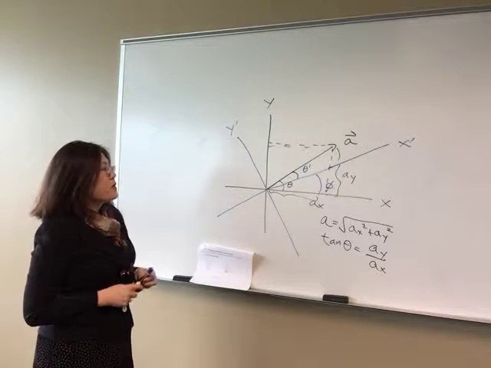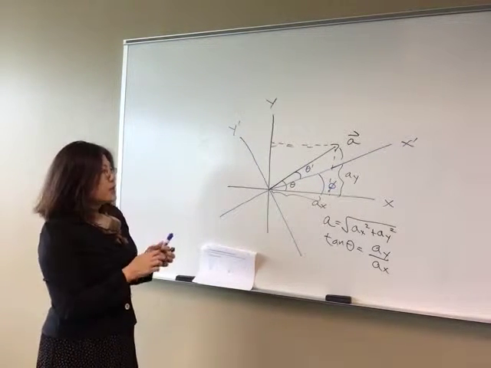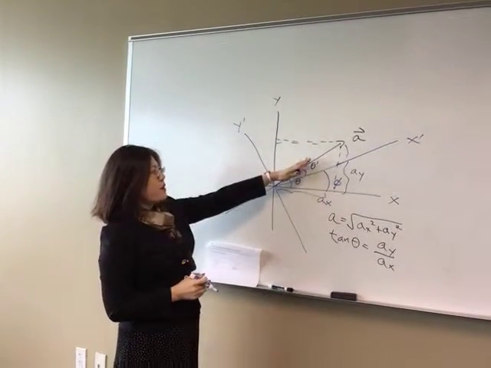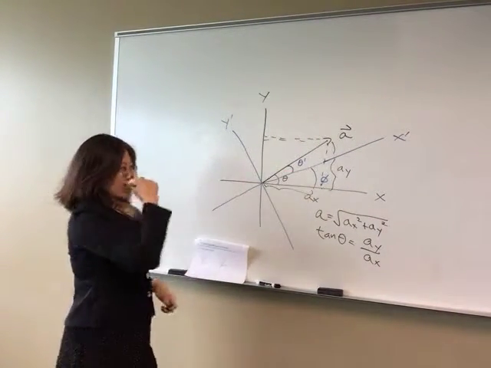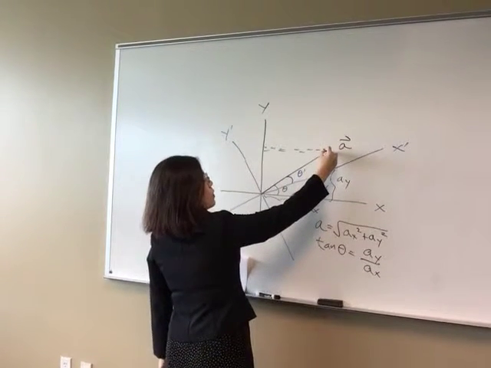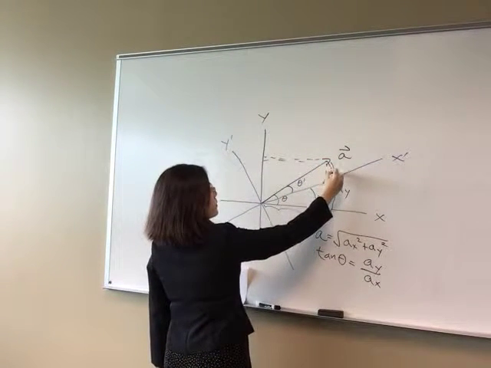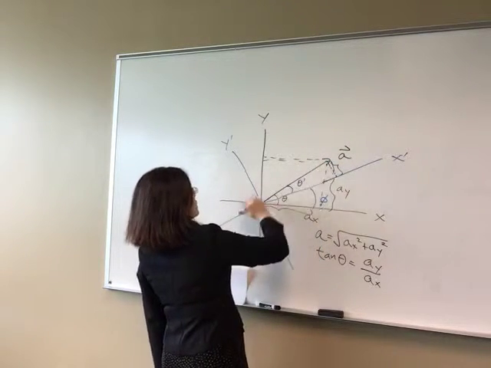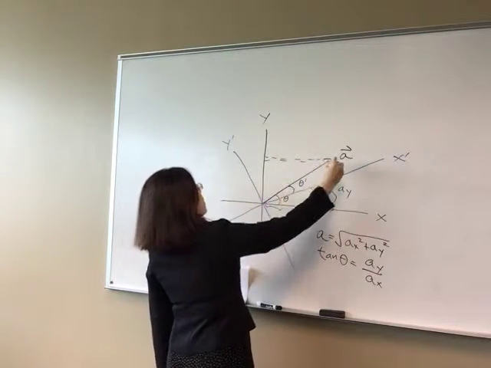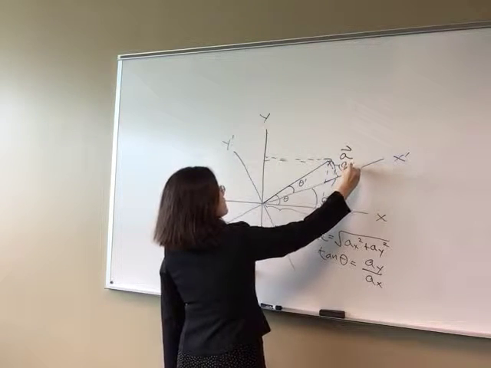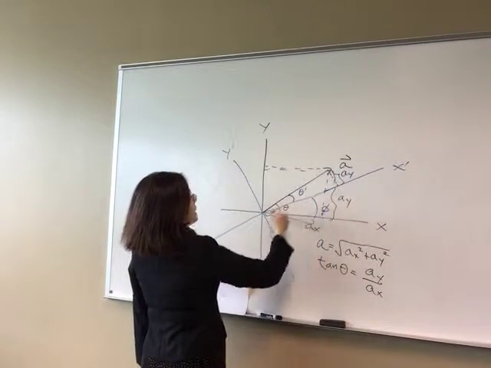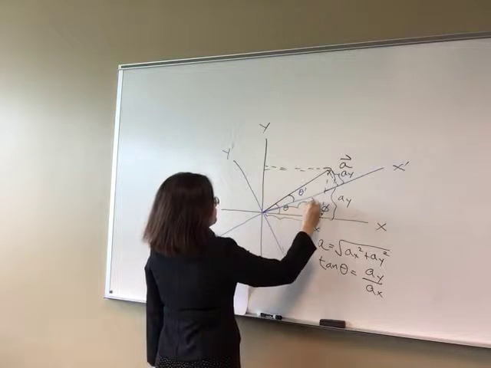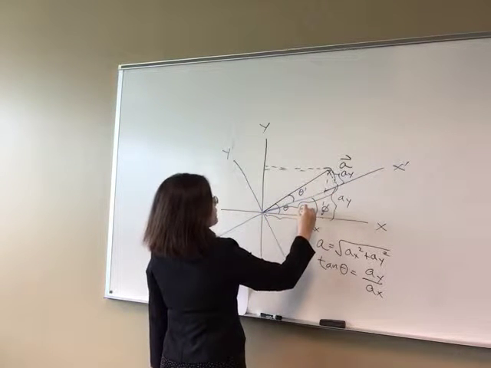If we want to express vector A in the new coordinate system, first of all, the angle between vector A and the x prime is theta prime. So you need to find a projection. This is actually the projection. This is your y component. Okay, and then your x component. Your x component is this. So that's your x component.